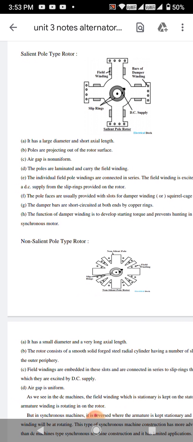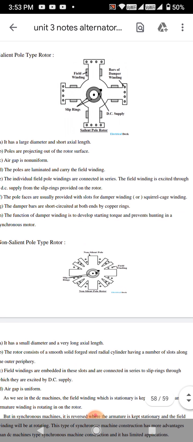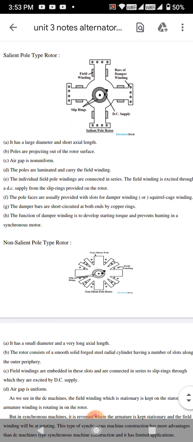The pole faces are usually provided with slots for damper winding or squirrel cage winding, and the damper bars are short circuited at both ends by copper rings. The function of the damper winding is to develop starting torque and prevent hunting in the synchronous motor.